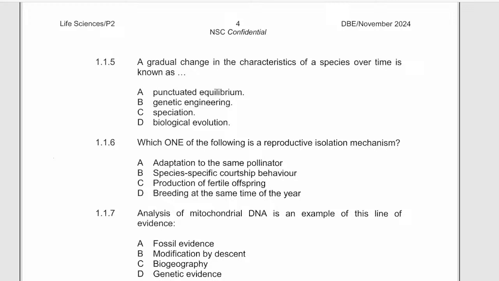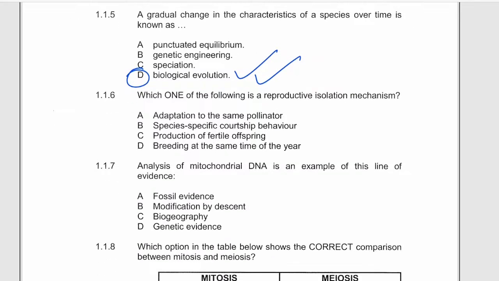Gradual change in the characteristics of species over time is known as. Remember, we say that increase in the complexity of an organism is called what? It is called evolution. Since we are dealing with biological individuals which have life, you're not talking about the sun, the moon. So it's about life. Therefore, it becomes biological evolution. So D becomes the most correct answer. We continue to the next question.